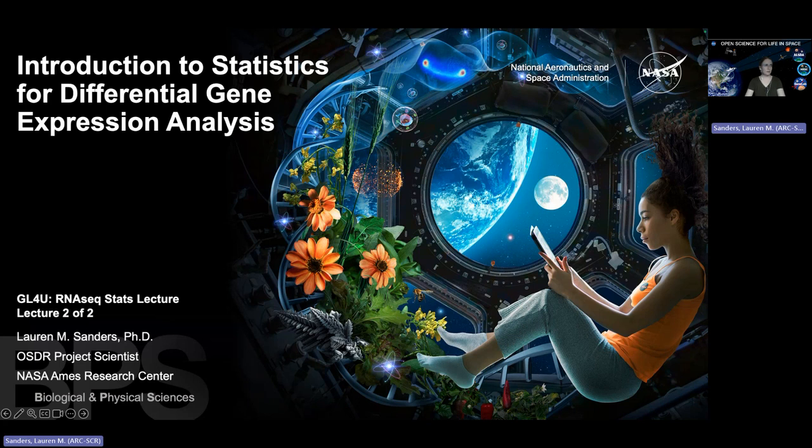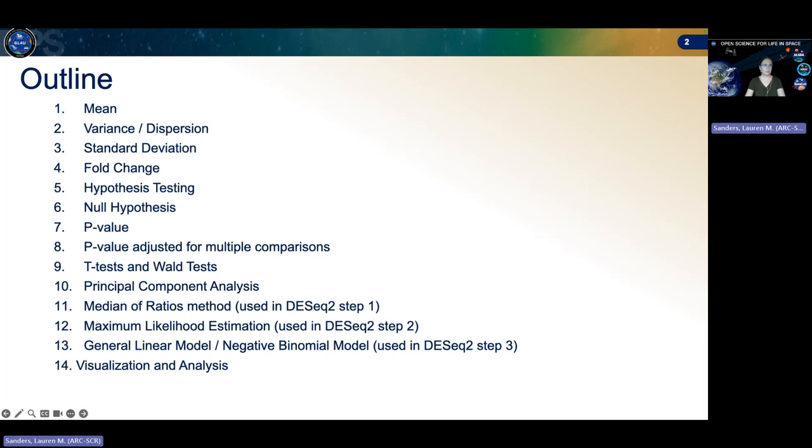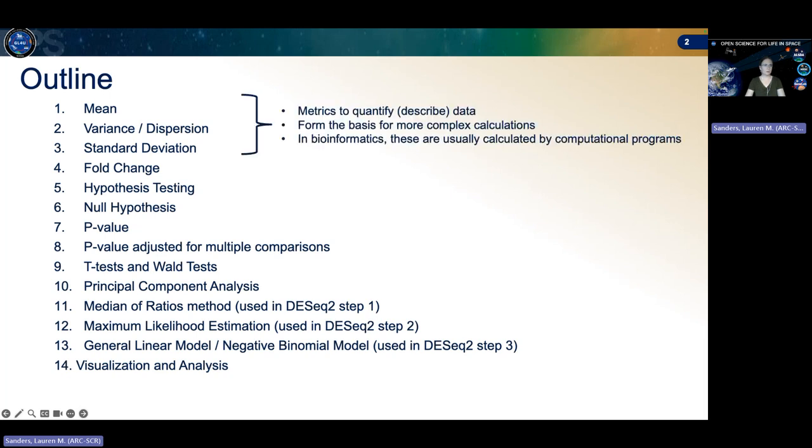This lecture is entitled Introduction to Statistics for Differential Gene Expression Analysis. This lecture will include 14 topics, starting with mean, variance, and standard deviation, which are metrics to quantify or describe data. These are going to form the basis for more complex calculations, and in bioinformatics, these are usually calculated by computational programs, although we will learn how to do them by hand as well.